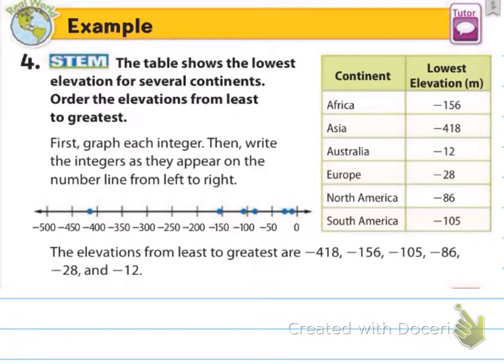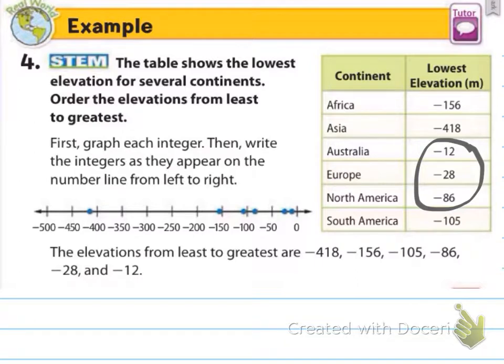All right, the table shows the lowest elevation for several continents. Order the elevations from least to greatest. First graph each integer, then write the integers as they appear on the number line from left to right. Again, if it's asking you to do a number line, great, but otherwise, let's look at the numbers. We've got 2-digit numbers right here. That's how I would probably go about it right now.